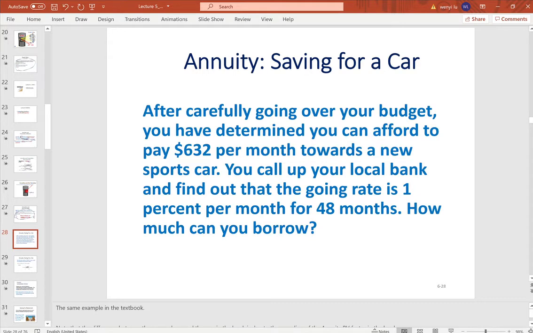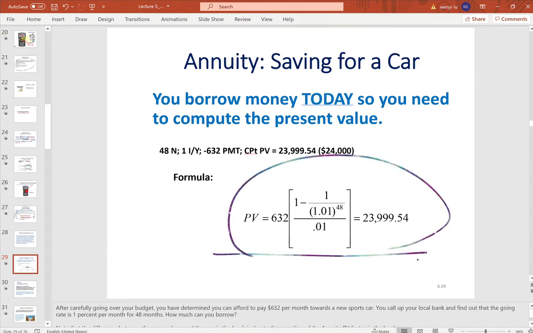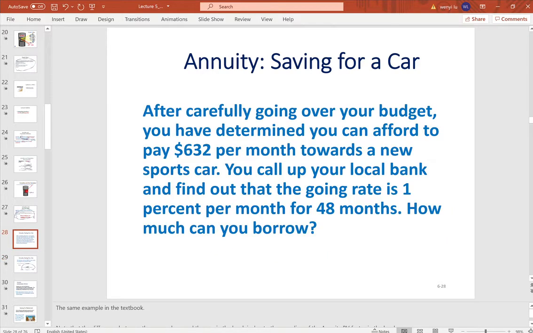Let's see some questions. After carefully going over your budget, you have determined you can afford to pay $632 per month towards a new sports car. You call up your local bank and find out that the going rate is 1% per month for 48 months. How much can you borrow? If you use the formula, that's the formula. But, like I mentioned, we prefer to use our financial calculators. Let's see how to do this one.